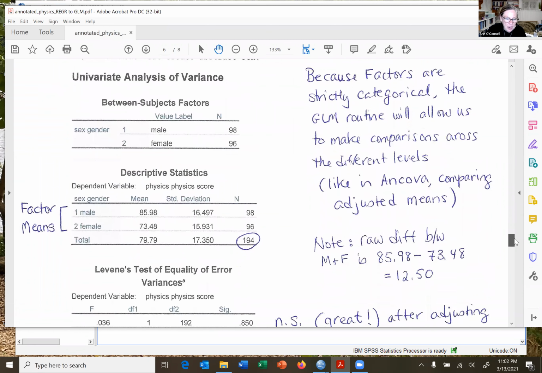Now, because the factors are strictly categorical, the GLM routine will allow us to make comparisons across different levels. This is really similar to what we did with ANCOVA, when we were comparing adjusted means. So the GLM is a lot more flexible in that it will define some of these comparisons for us instead of us having to create the dummy codes and physically include interactions or comparisons in our model.